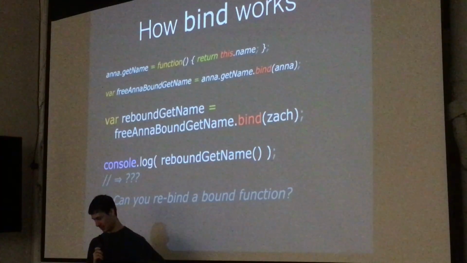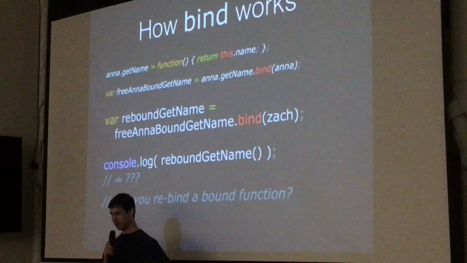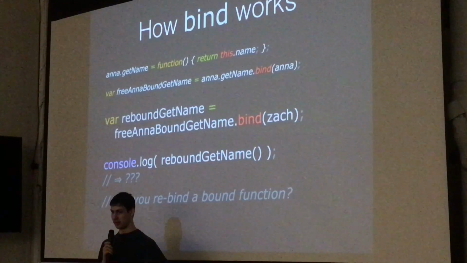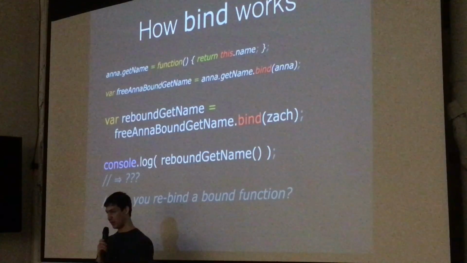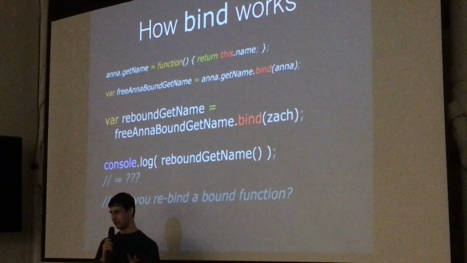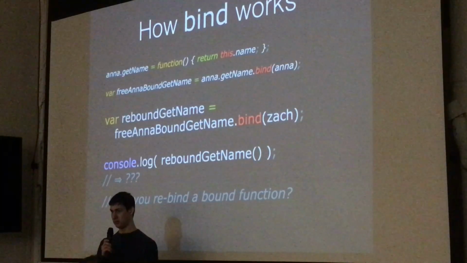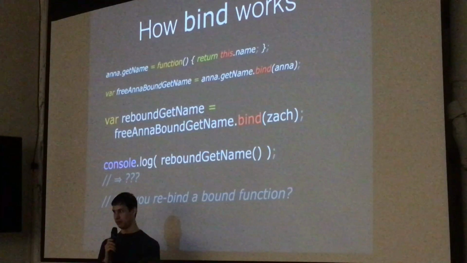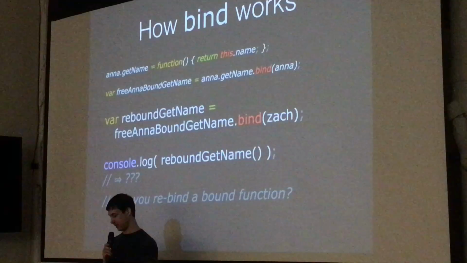Now we already had Anna. What if we say, no, I changed my mind, I want it to be bound to Zach, and then we call it? And note that we're just calling the bound function; we don't have to call Anna. or Zach. So that's the advantage of bind. You can forget the original parent object it's bound to, and it's easier to call from then on. But anyway, so will it be Anna or Zach?